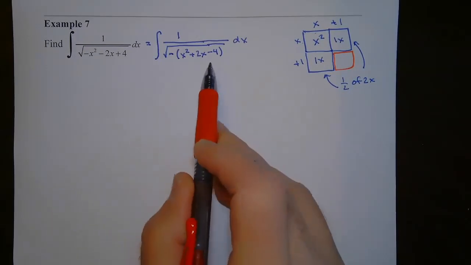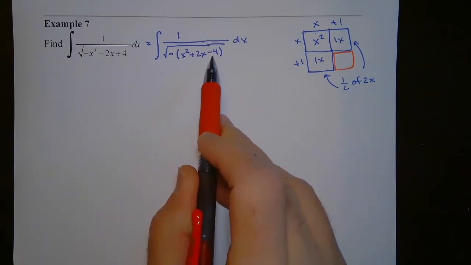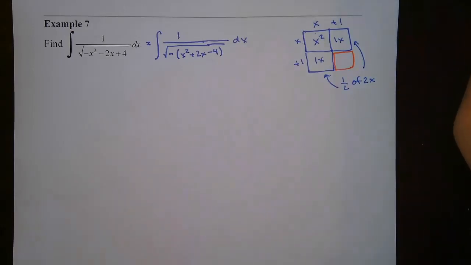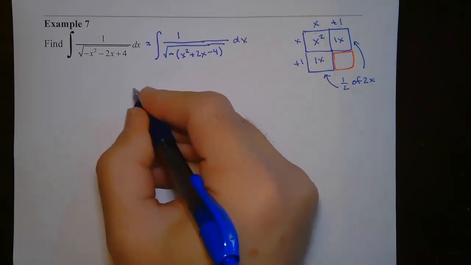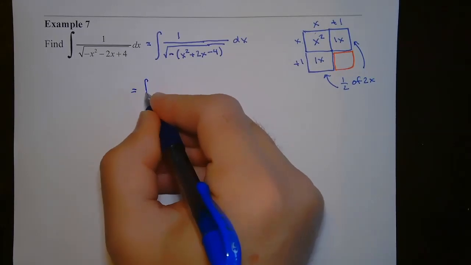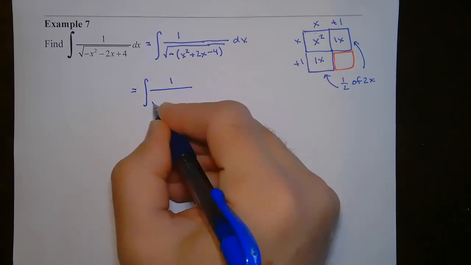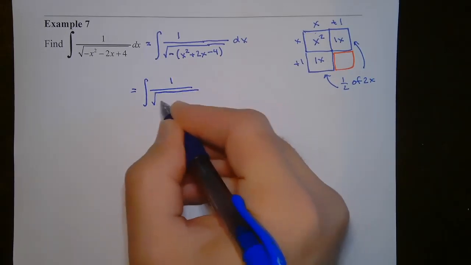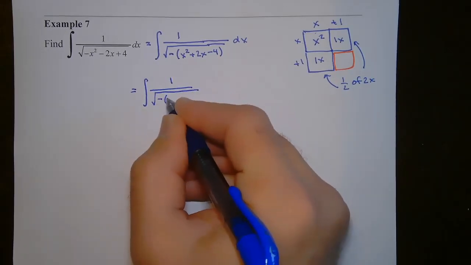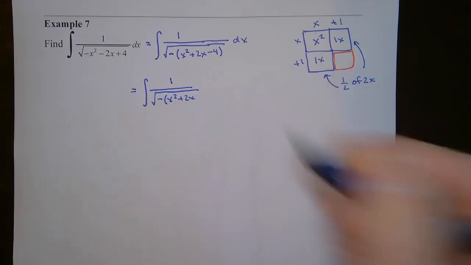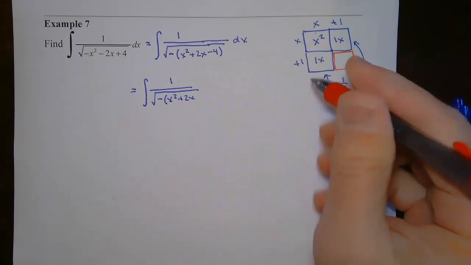All right. So we have right now -4. So we need to add 1 to this, right? We need a 1. So this is equivalent to the integral. We have to keep writing this, 1 over the square root of negative parenthesis x squared plus 2x plus the 1, right? And I forgot to write the 1 there.